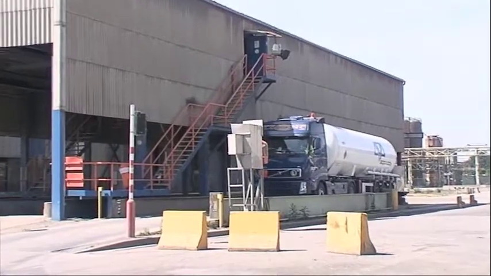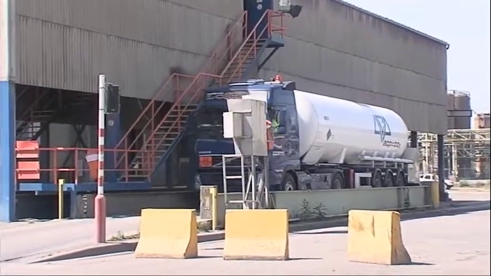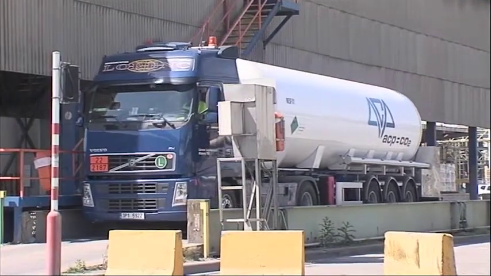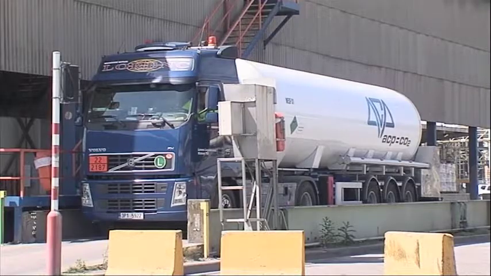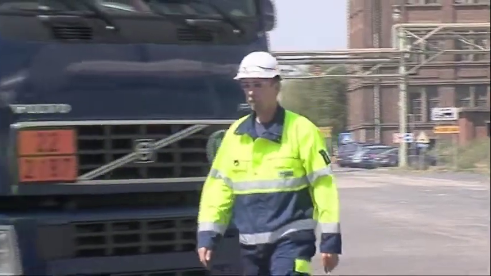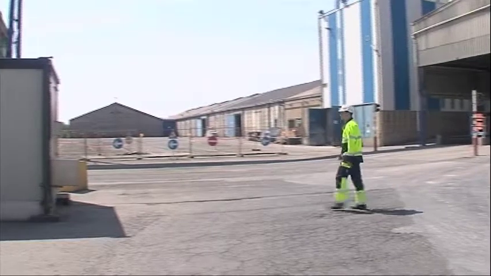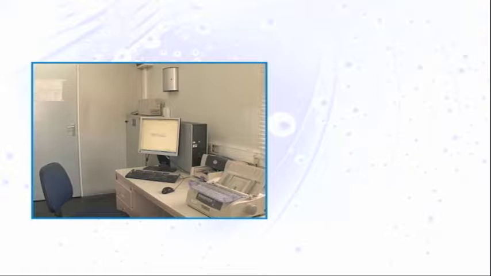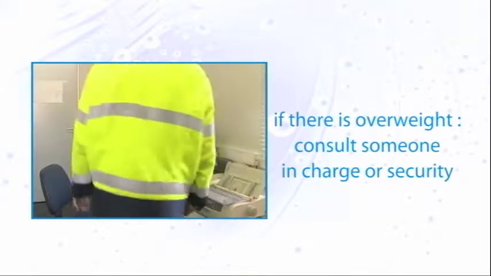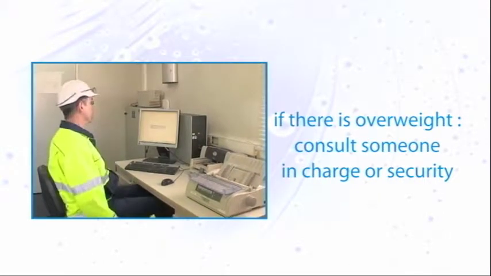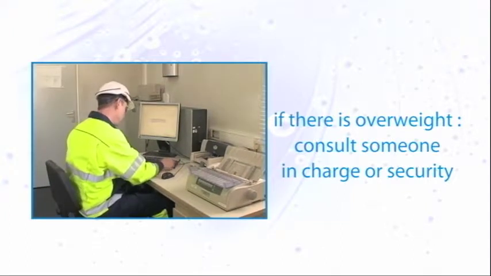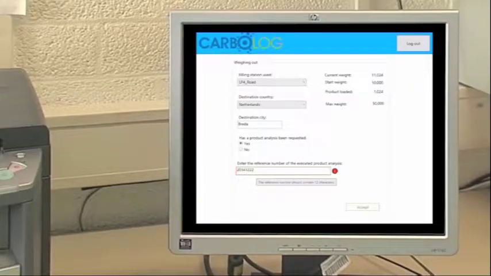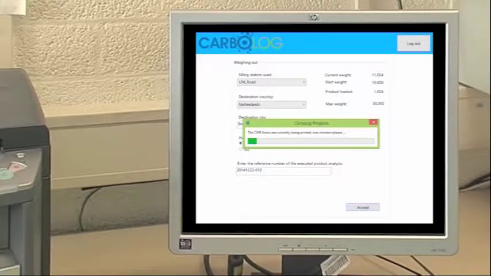After loading, you may drive onto the weighbridge again. Go to the driver's room for registration. The lorry is checked using your personal PIN code. If the lorry is too heavily loaded, you must contact someone in charge or security so the extra weight can be unloaded and weighing can be done again. Continue to follow the instructions on the screen.